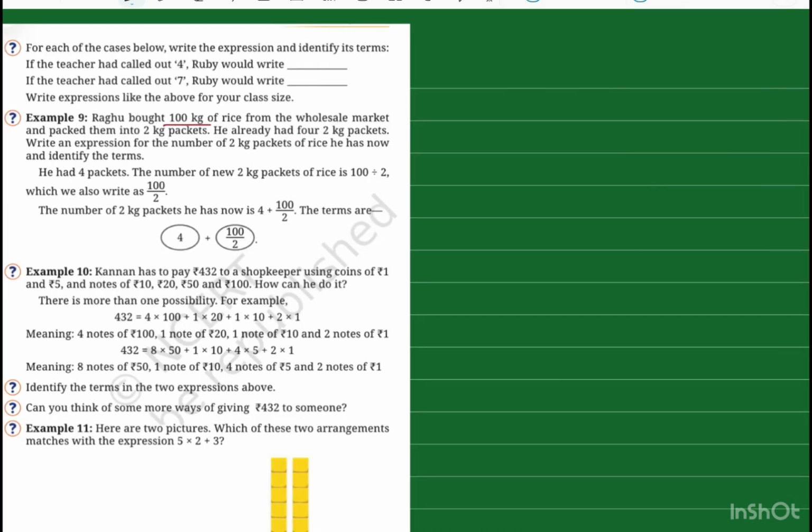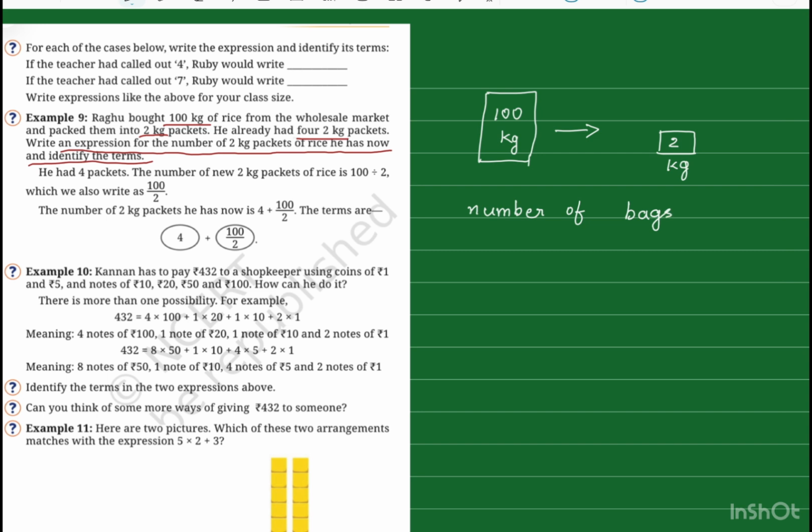Another example, example 9. Raghu bought 100 kg of rice from the wholesale market and packed it into 2 kg packets. He already had 4 packets of 2 kg. Write the expression for the number of 2 kg packets of rice he has now and identify the terms. So Raghu has 100 kg. He divides the 100 kg into 2 kgs. So the number of bags of 2 kgs is 100 by 2.